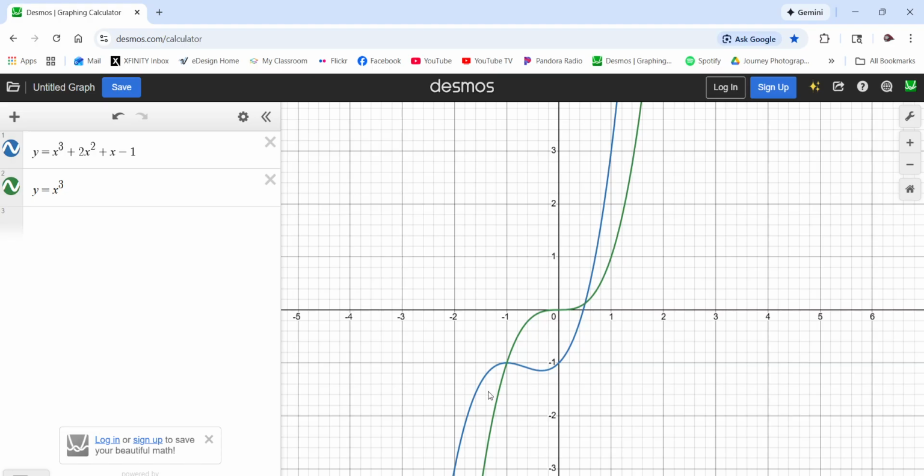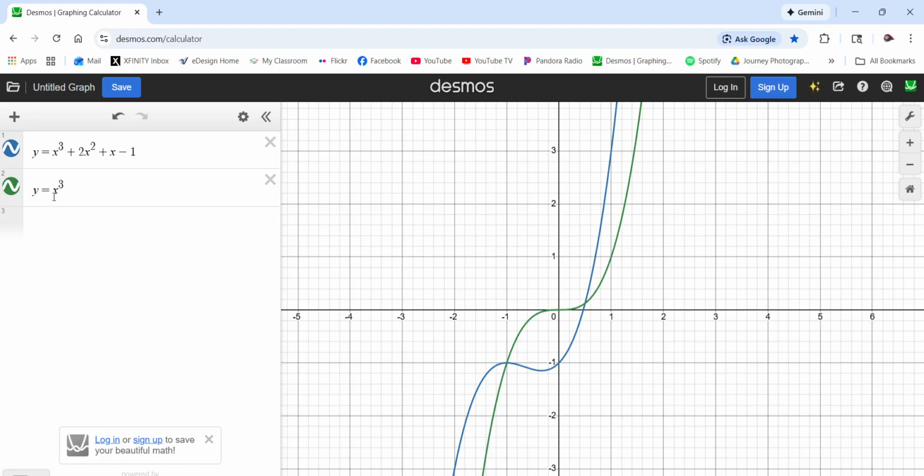So that blue one, even though you have all that other stuff in there, the 2x squared, the x, and the minus 1, the end behavior is going to be exactly the same. Does that make sense? So you really did not have to go through the trouble of graphing this on Desmos and looking at the end behavior of that one, because it acts the same as this one does.